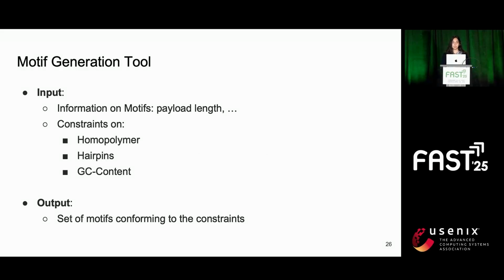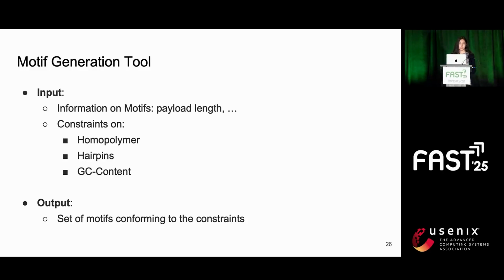This tool takes as input information on the motifs, such as payload length and the number of motifs you would like to have, as well as constraints on homopolymer, hairpins, and GC content. It is important that these can be given as input because, due to advances in DNA, these constraints will change over time. So as they change, the user will be able to reuse the tool, update the constraints, and then get a new set of motifs.